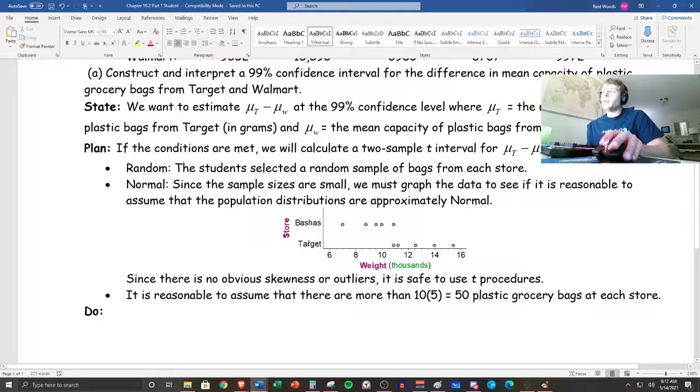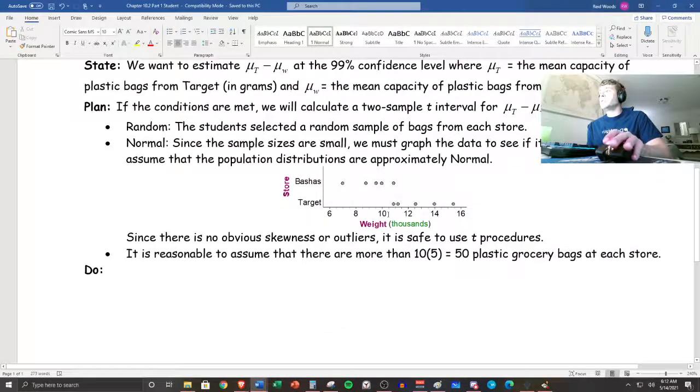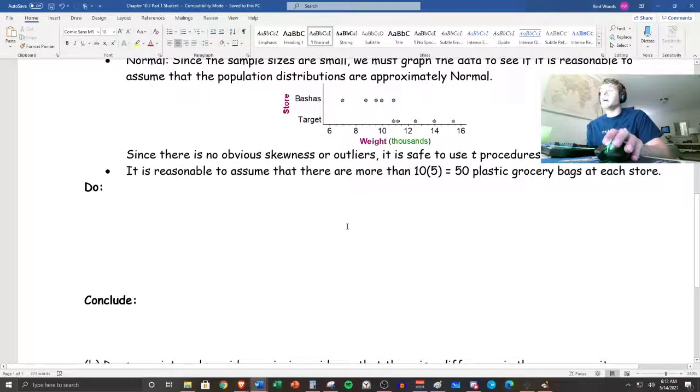But this is what you would want to do, is discuss the graph. So they're saying there's no obvious skewness. I guess you'd be looking for points that are far away from their overall distributions here. I guess this meets that requirement. So those are the conditions to be able to create these confidence intervals.